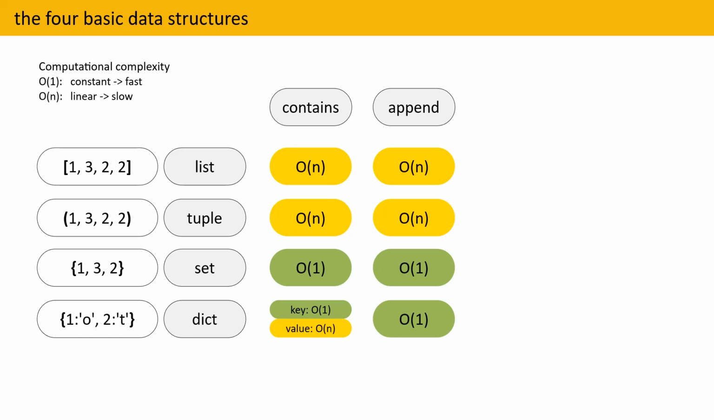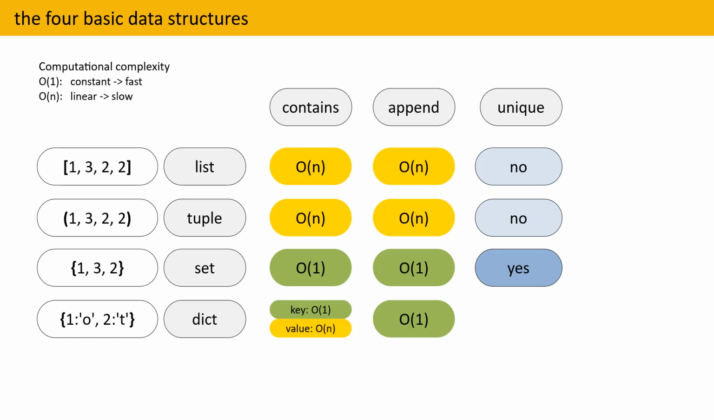Finally, we can distinguish data structures depending on whether they store only unique items or not. Lists and tuples are ordered and can store duplicates. In contrast, sets are unordered but guarantee to store only unique items. In the case of dictionaries, we have to distinguish. The keys of a dictionary are unique, while the values don't have to be.